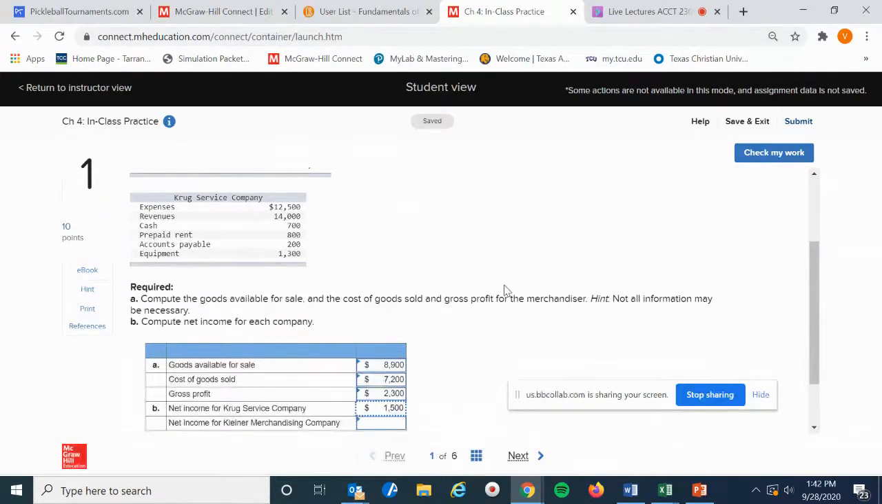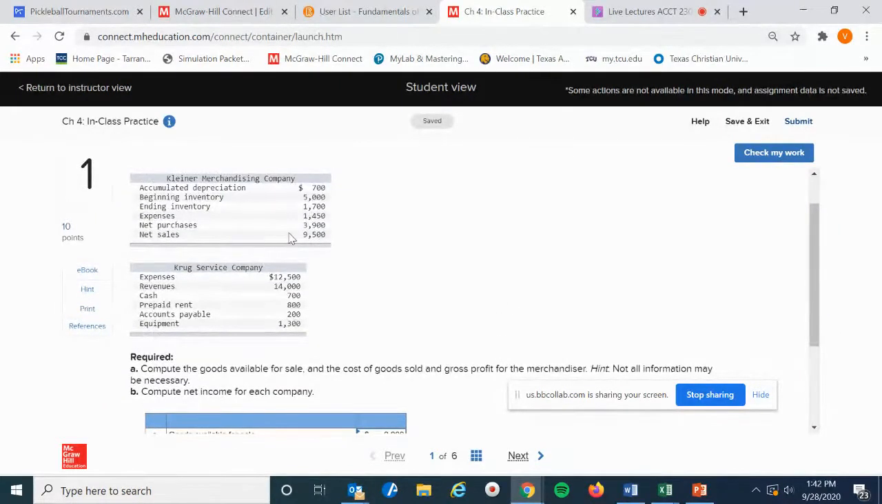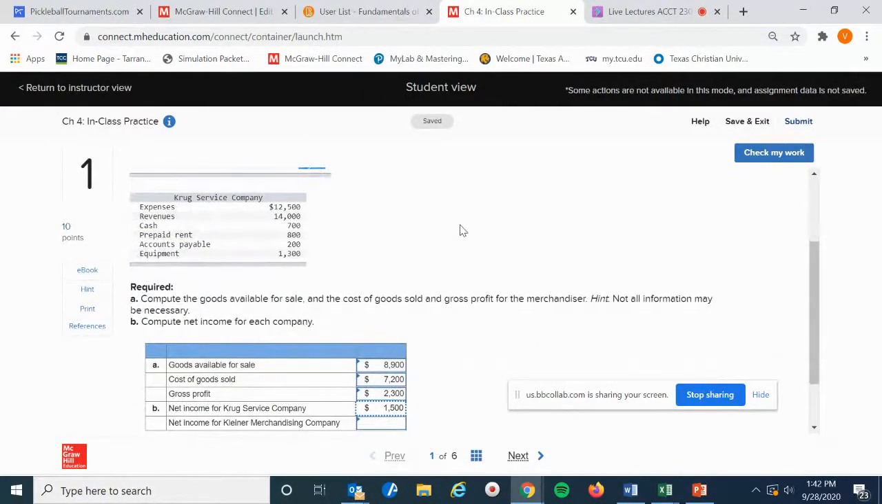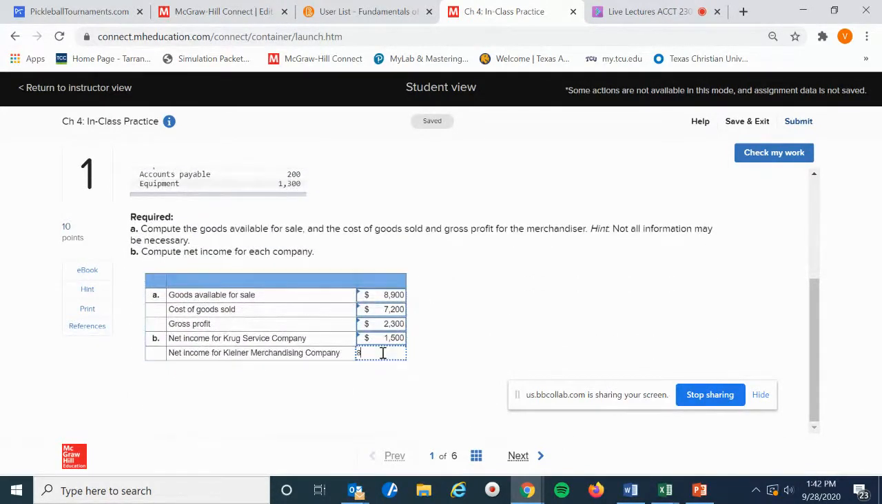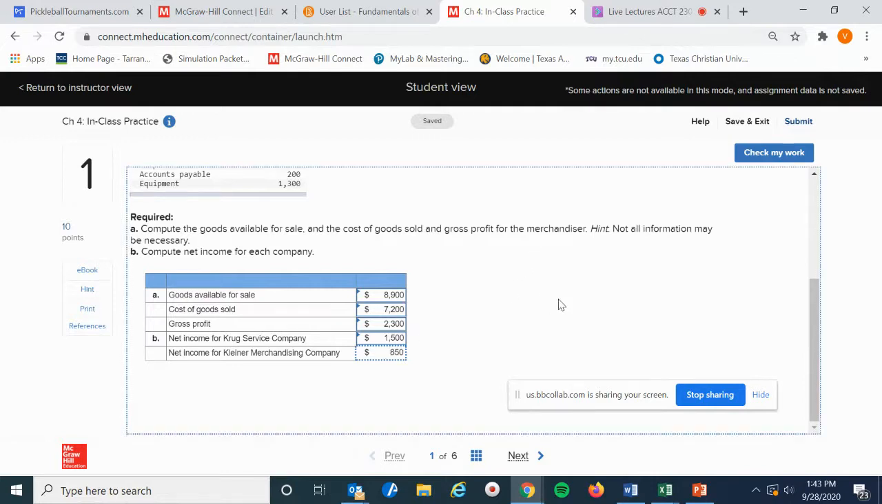And the net income for the client or merchandising company, I know that their net sales are $9,500. So net sales, $9,500, minus the cost of goods sold of $7,200, minus all other expenses of $1,450 will give us, let's see, 2,300 minus 1,450, $850 would be the net income for this company.